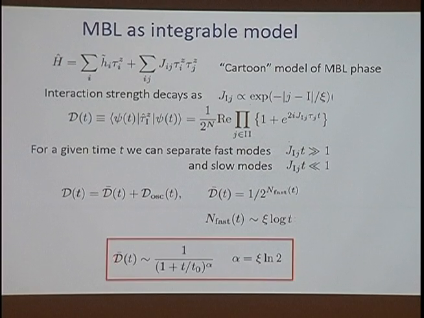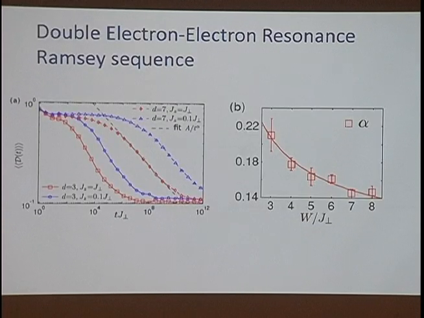And therefore, this decay of Ramsey fringes should occur with an exponent which is determined by the localization length. And that's precisely what one can test just by changing disorder, changing the localization length. One can see this exponent changing.